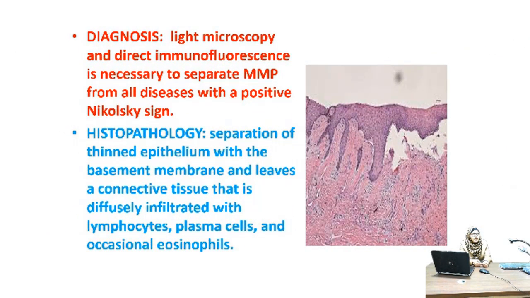The diagnosis is made by light microscope and direct immunofluorescent technique, and it is necessary to separate mucous membrane pemphigoid from all other diseases with positive Nikolsky sign. The histopathology shows separation of the thickened epithelium, with the basement membrane, from the connective tissue. The connective tissue is left with diffuse infiltrate of lymphocytes, plasma cells, and occasionally eosinophils.